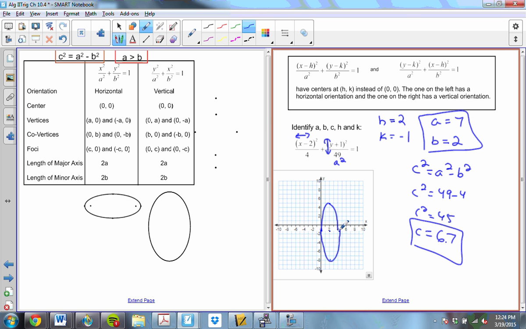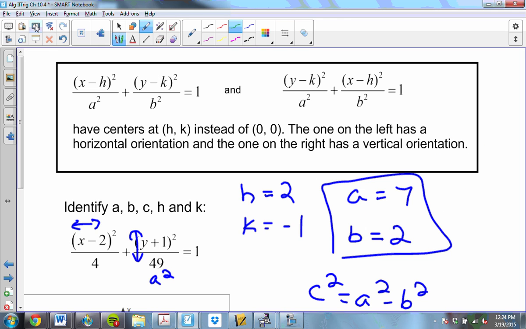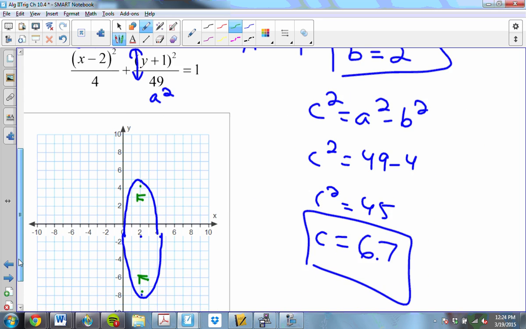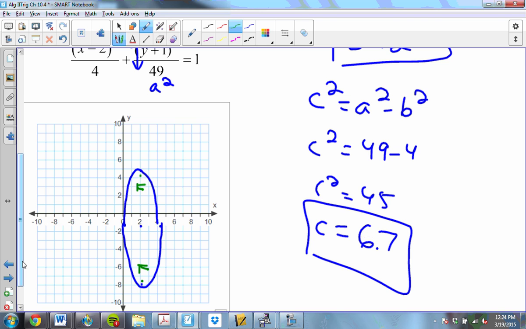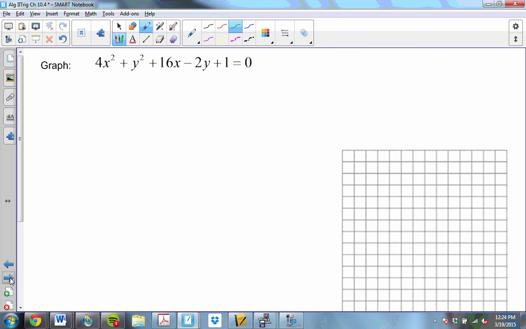Now the foci are at 6.7, so from the center I'll go up 6.7, and that puts me pretty much here, and down 6.7, pretty much there. And those are my foci. Look at this full screen so you can see things a little bit better. It's enormous. But there's how I drew that ellipse as best I can. a, b, and c always just stand for distances.